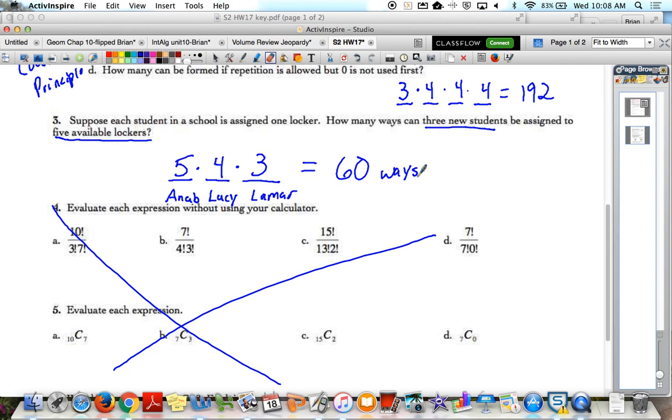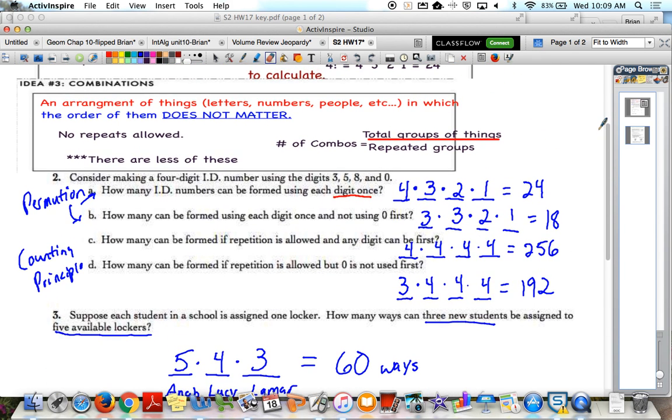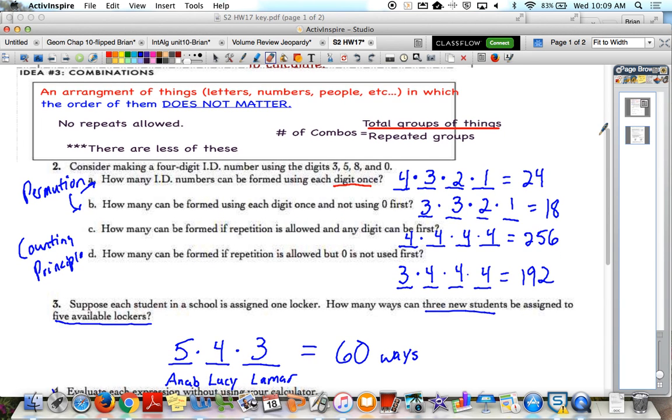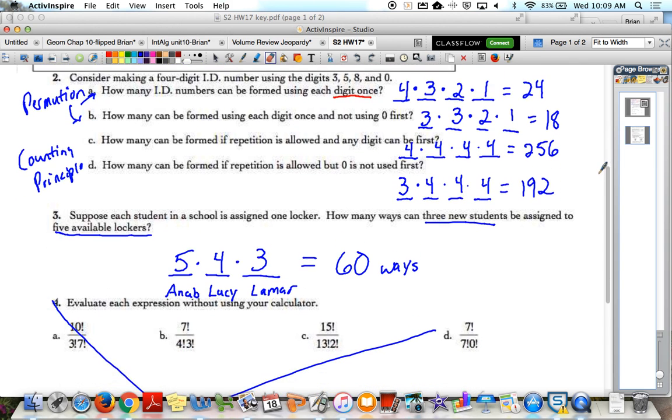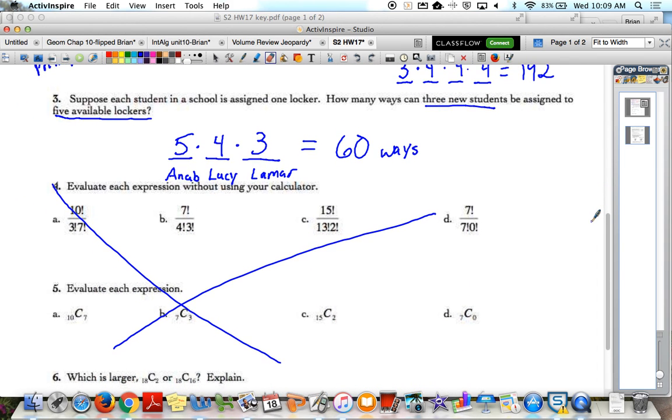Now, if we think about this problem, this one right here would be back in one of our categories here. In this case, the arrangement, let's see, does not matter.